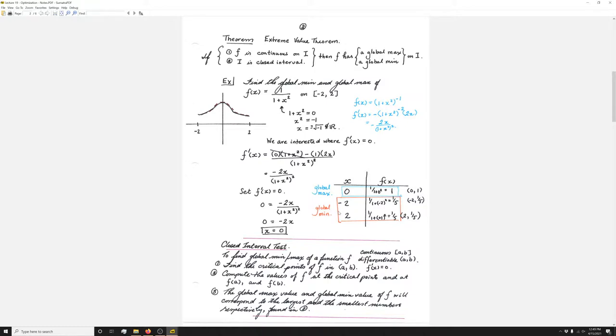And we also had the endpoints from minus two to two. And when we calculated those, we put it back into the original function. And remember, don't put it back into the derivative. You solved for x equals zero, so if you put it into the derivative, of course, you're going to get it back, because that was the answer you got. So you need to put it back into the original function and get that value. We found that this one was the biggest one, so that was the global max, and this was the smallest value, 1/5.